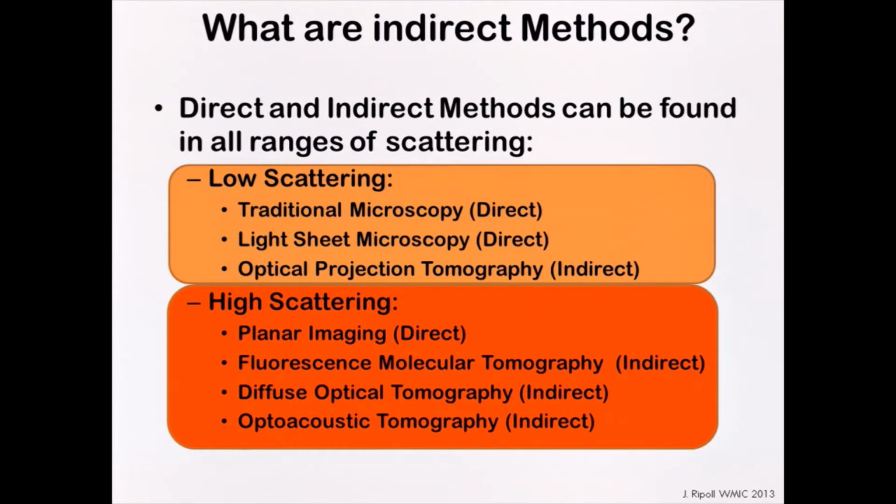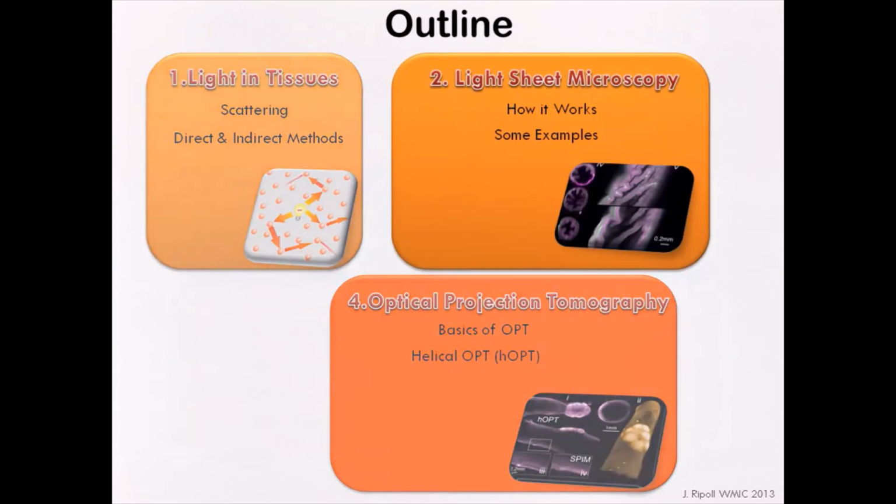This applies no matter the amount of scattering. I will present an indirect method even though there's very little scattering. There are also direct methods for high scattering, for example planar imaging for in vivo imaging, but there you lose a significant amount of information. If you want to recover the 3D distribution of fluorescence, or intrinsic absorption contrast, you will need indirect methods like FMT or DOT, diffuse optical tomography, which we will hear about in the next talk.